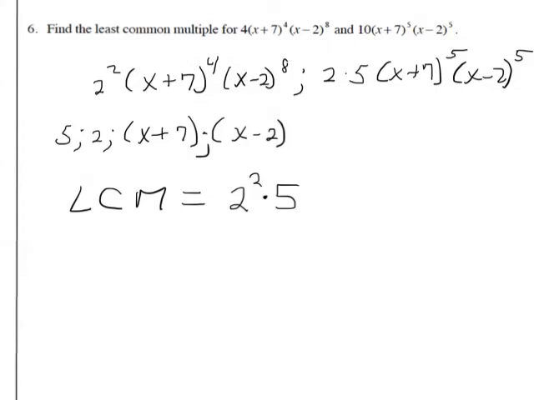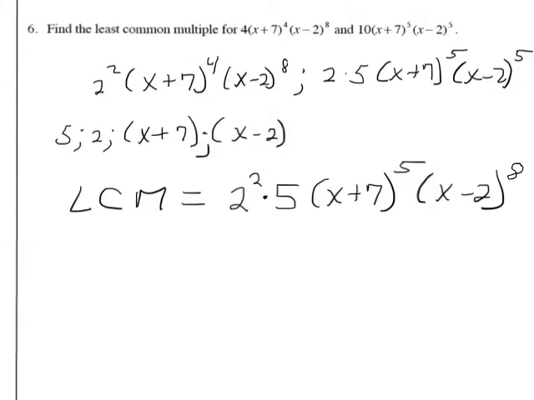Next I'm going to take x plus 7. Looking here, I have 4 here. Over here I have 5. So the largest number between 4 and 5 of them is 5, so we're going to take 5. And lastly, the last factor is x minus 2. I look here and I have 8 x minus 2's. I see 5 x minus 2's, so the largest number between 8 and 5 is 8 of them.